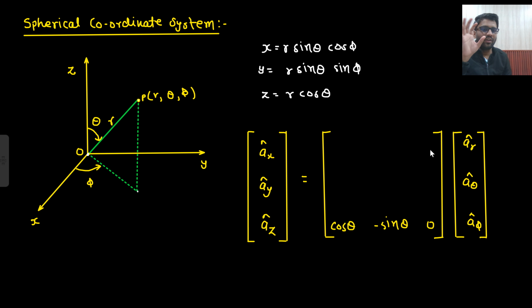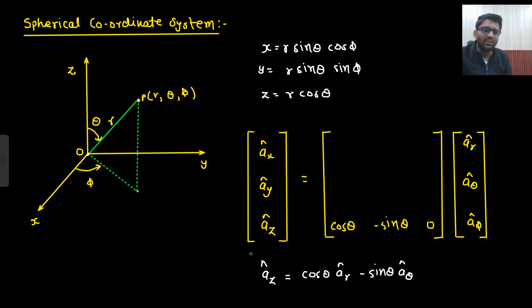But you don't need to remember this matrix for spherical coordinates, for antenna. If you are studying antenna, then you do not need to remember this matrix. Only this last row you need to remember. So from this row, what do you get? Az cap is equal to cos theta ar cap minus sin theta a theta cap.